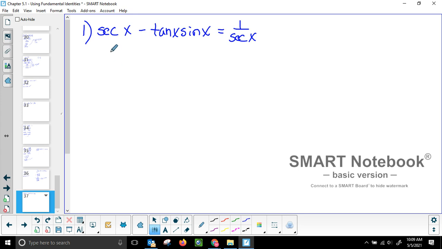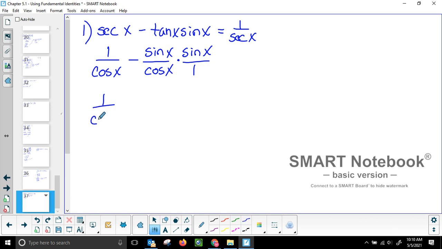So secant x is 1 over cosine of x, just one of our reciprocal identities. Minus tangent of x is equal to sine of x over cosine of x. That is one of our quotient identities. And of course, sine of x is already in terms of sine, so we don't have to do anything with that. If it makes you feel better, you can put this over 1 just so that everything is nice and neat in the form of fractions. So I'm going to leave this 1 over cosine x for the time being.